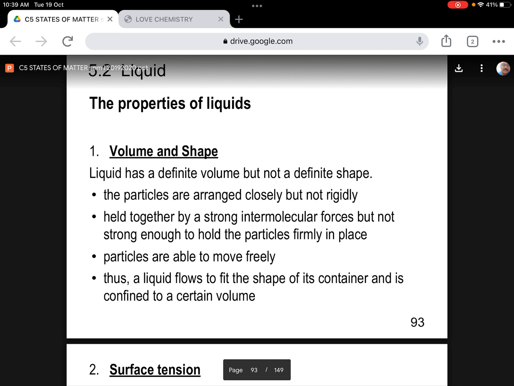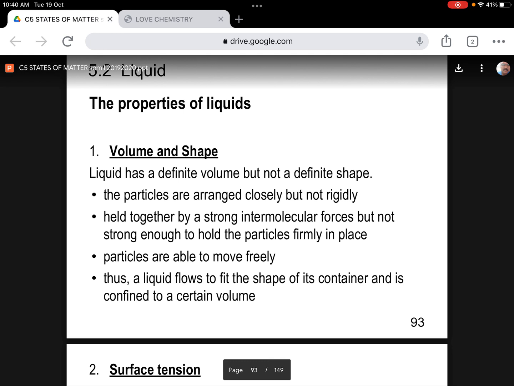So I request students to read as well your notes, your extra notes or your reference book to understand better about liquid and solid, because it's 100% theoretical. Questions will be asked based on explanation. Okay, the first property of liquid and solid, volume and shape.